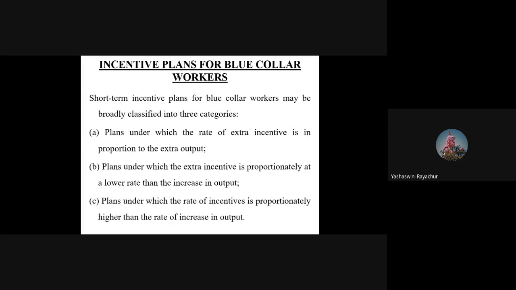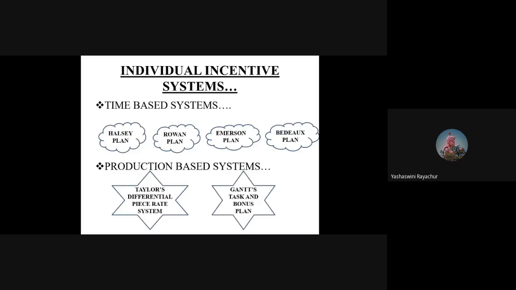Sometimes there are plans under which the rate of incentive is proportionately higher than the rate of increase in the output, to encourage employees and keep them happy and loyal to the organization. An organization can decide that if there is a 1% increase in productivity, a 2% increase in the incentives will be given to them. So somewhere the incentive will be much higher than the output an employee has given to the organization. So there are some individual incentive plans.